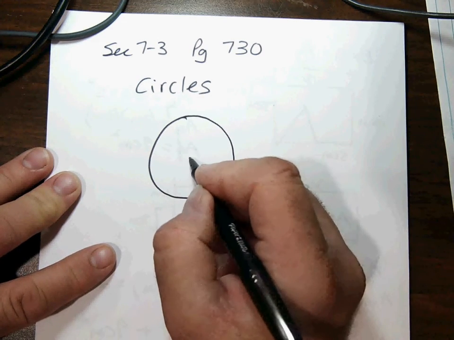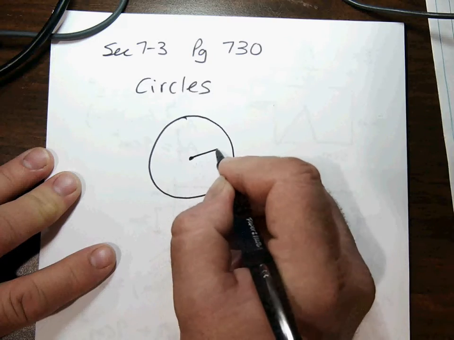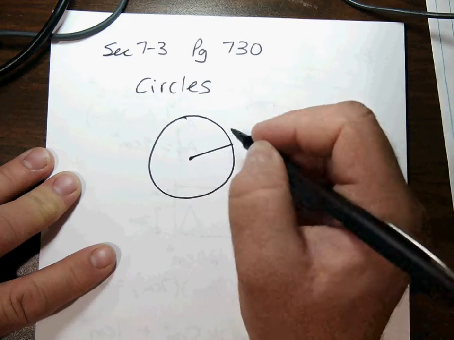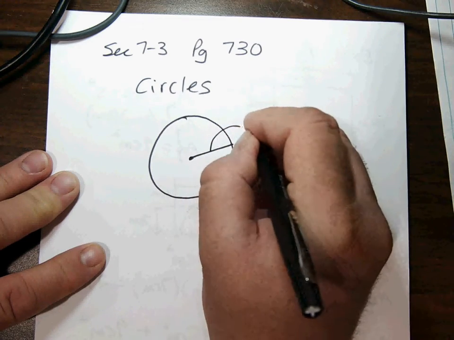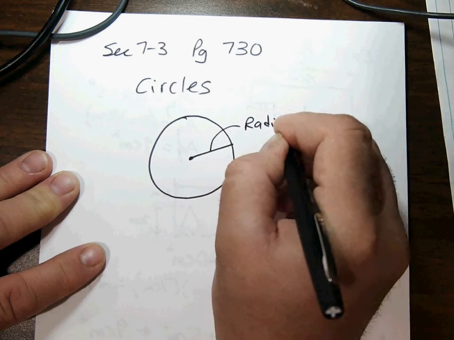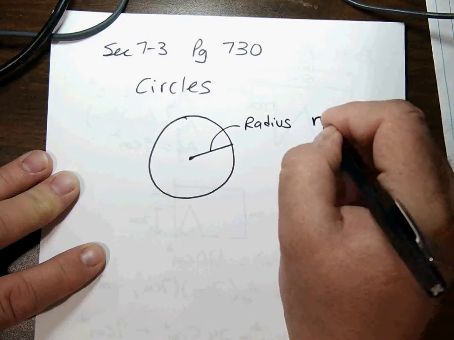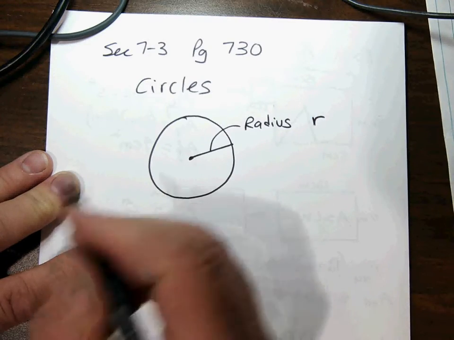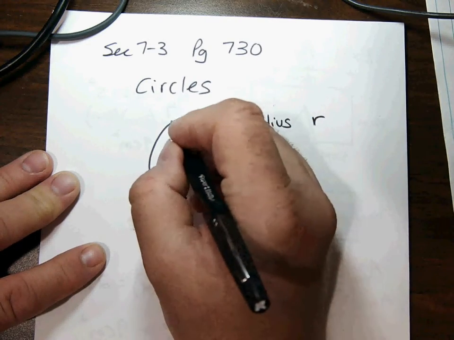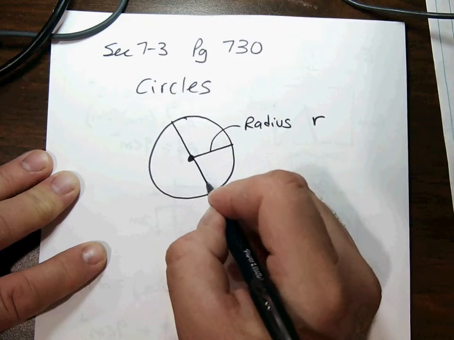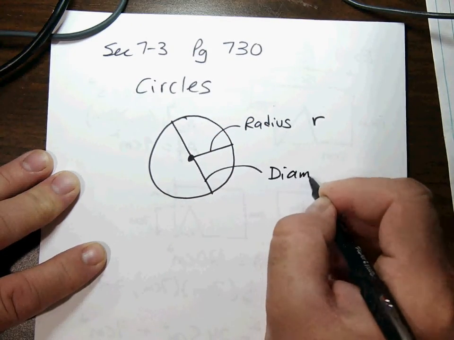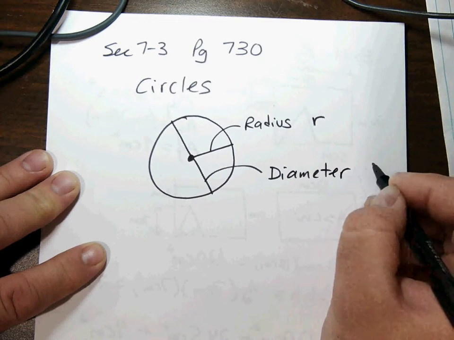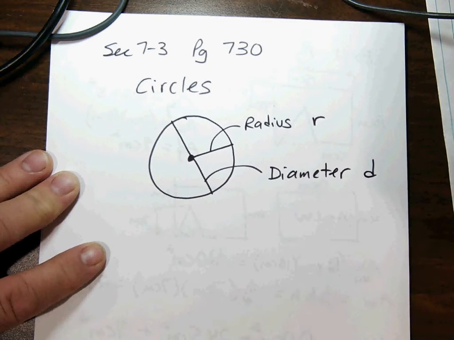I've got a center point, and the distance from the center point to the edge of that circle has a name. We call that the radius. We'll represent that by letter R. The distance all the way across the circle has a name, which we call the diameter, which we'll use letter D for.